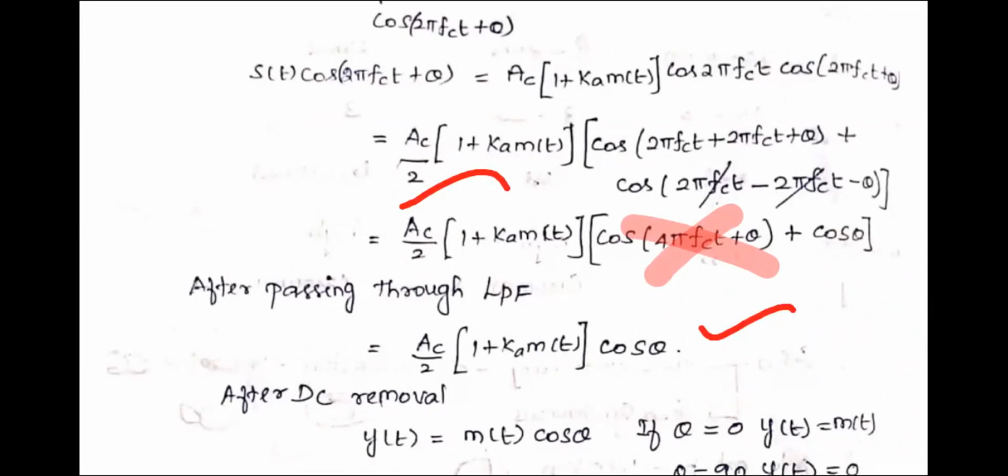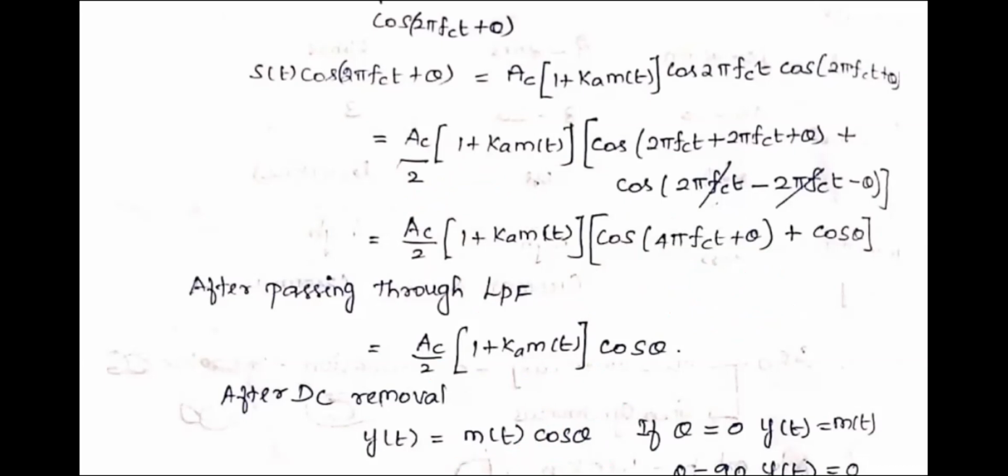Again, please remember, we are interested in receiving m of t. This DC portion you can remove easily. You can add negative DC so that the positive DC can be eliminated. So finally, you will get m of t and cos theta. So y of t is equal to m of t cos theta. We are interested in m of t, but here one more term comes, cos theta.